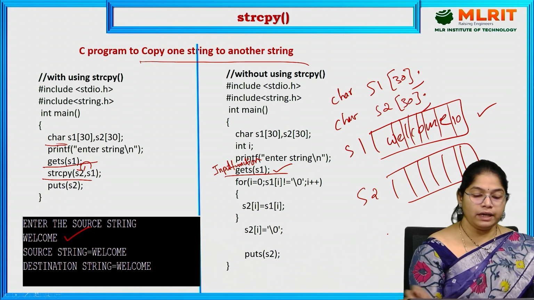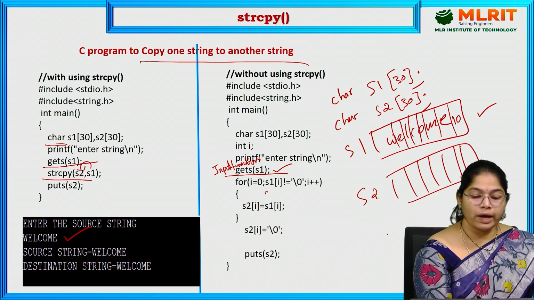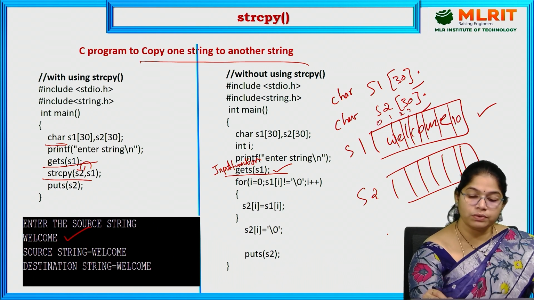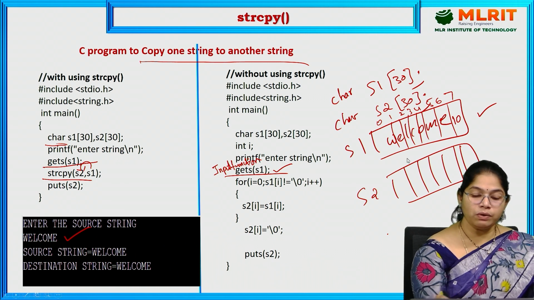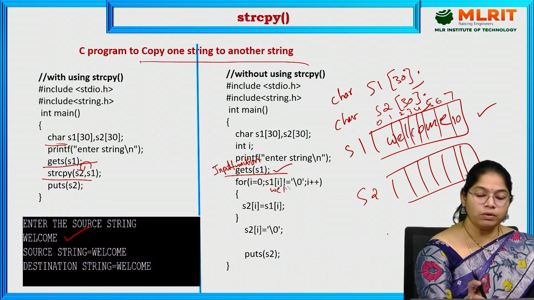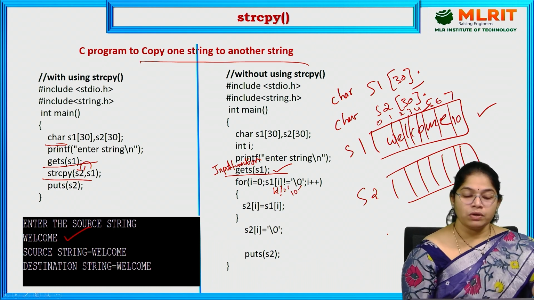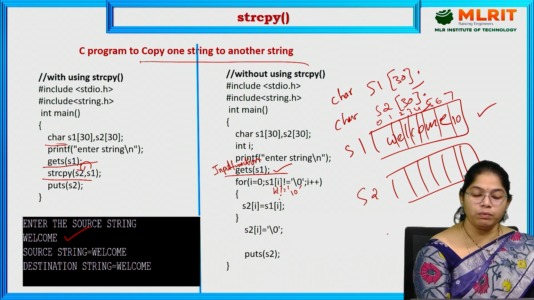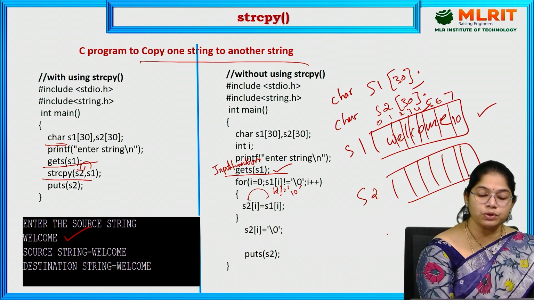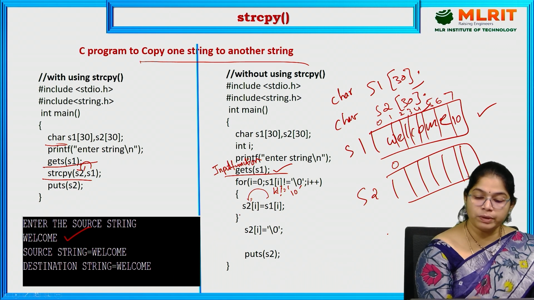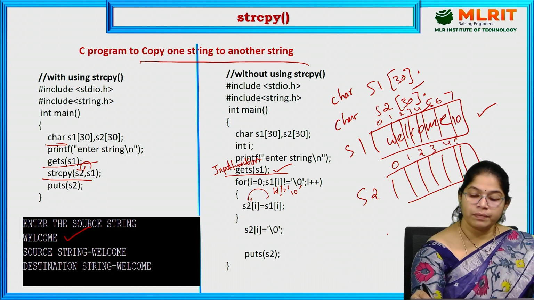Now for I equal to 0. So S1 of 0. In S1 of 0, always the index starts with 0, 1, 2, 3, 4, 5, 6 and 7. So in S1 of 0 we have W. W not equal to null. Condition is true. If that condition is true, we have to copy. What is that? S1 of I to S2 of I. S1 of I, I is 0. That has to be copied in S2 of I.